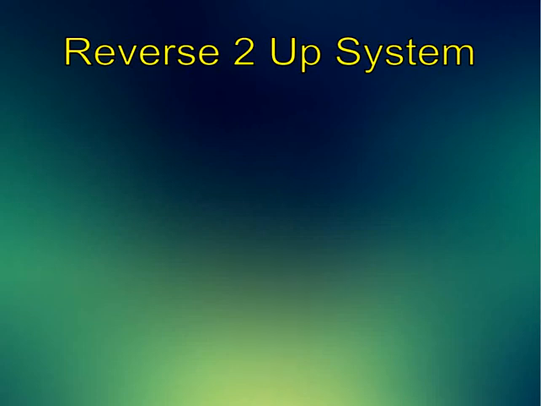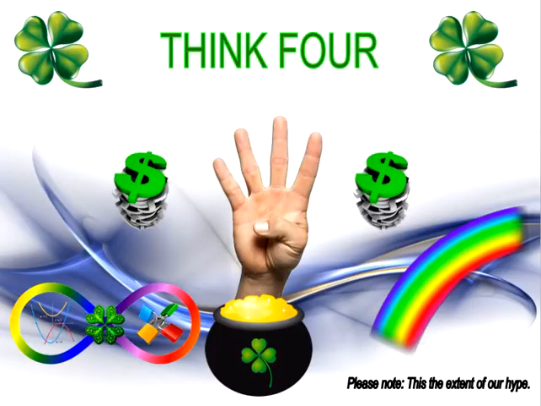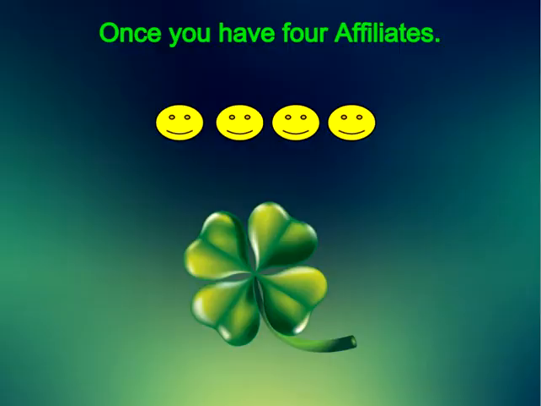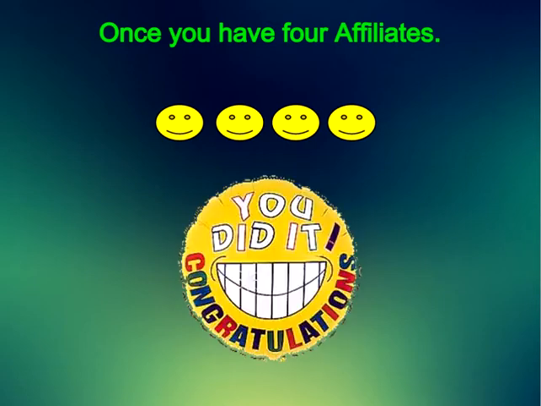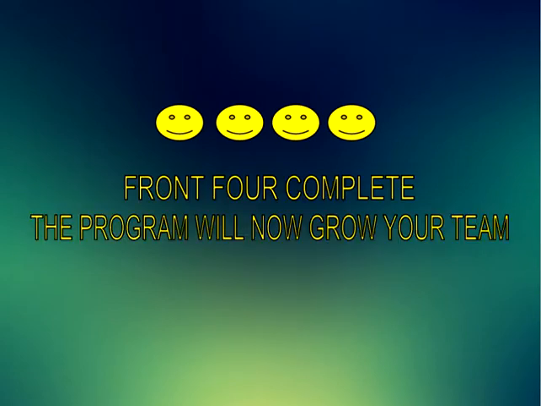We need to explain to you the reverse 2-up system, also known as vertical acceleration. We'd like you to think 4. 4 is the key because 4 is the number of affiliates that you need in order for this program to work for you. When I say work for you, that's exactly what I mean, because once you have 4 affiliates, the system does the rest. You've done what you set out to do, now we'll do the work. You get your front 4 complete, and now the system is going to grow your team.